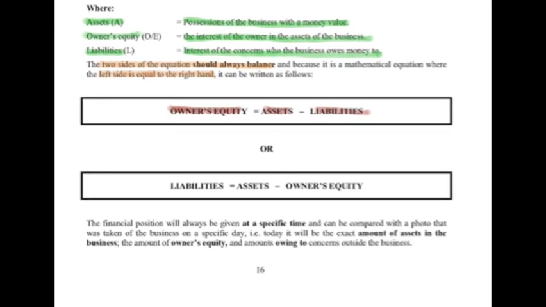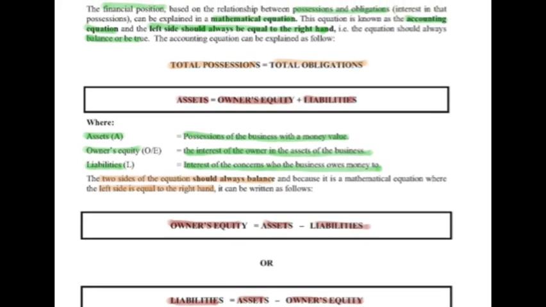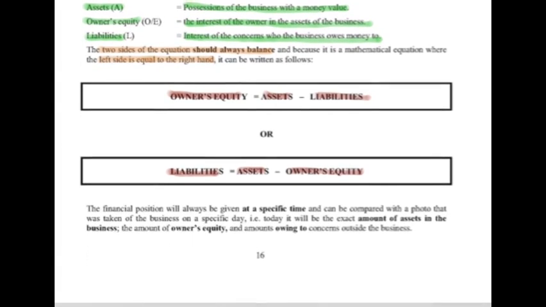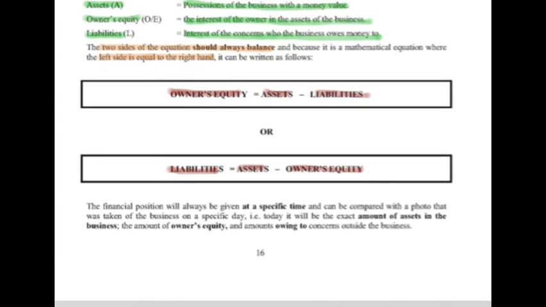In the third adaptation, I could also say liabilities are equal to assets minus owner's equity. If we go back to the main one, if I take owner's equity over the equation sign, it changes sign and becomes assets minus owner's equity. So therefore I can adapt my equation to suit my own needs.